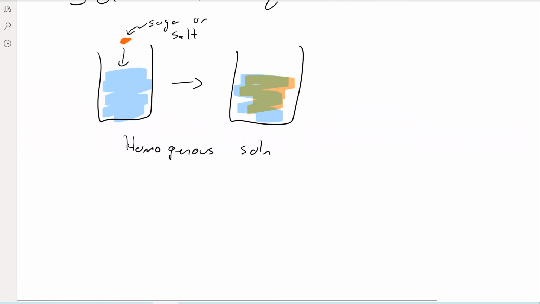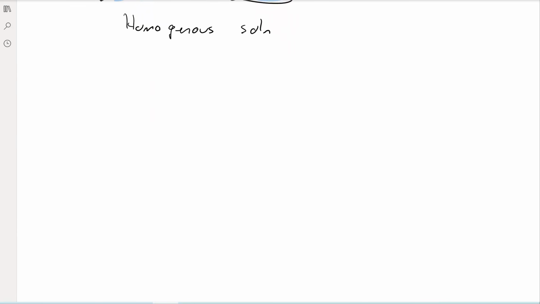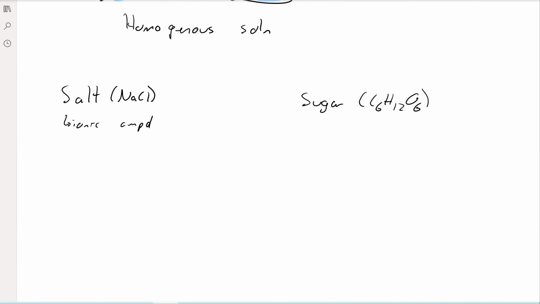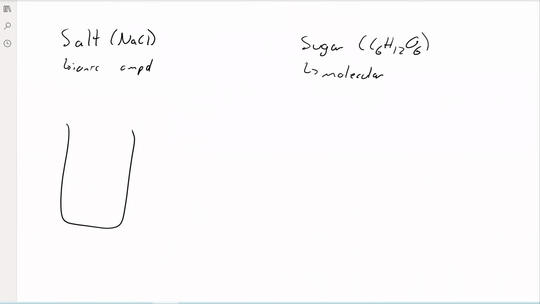But if we think about what's going on at a molecular level, sugar and salt are actually going to be quite different from one another. So for example, if we have salt, something like sodium chloride, this is an ionic compound. Versus something like sugar, such as C6H12O6, this is a molecular compound, right? So it does not form these charges. And so when we dissolve these two in water, we actually get two different situations.